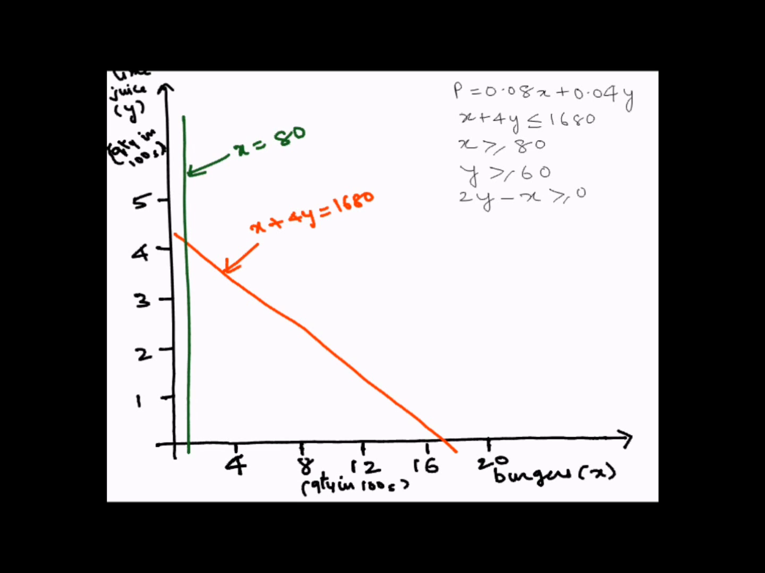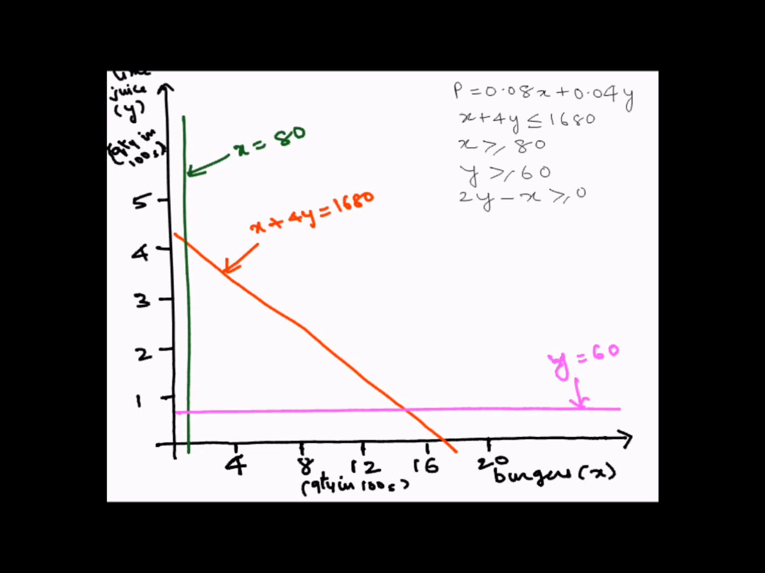The next line is y is equal to 60. This has a y-intercept at 60 and an x-intercept at 0. So since it has an x-intercept at 0, it is a line parallel to the x-axis, and the y-intercept at 60 in our graph will be at 0.6. So let's draw this line. So this line represents y is equal to 60.